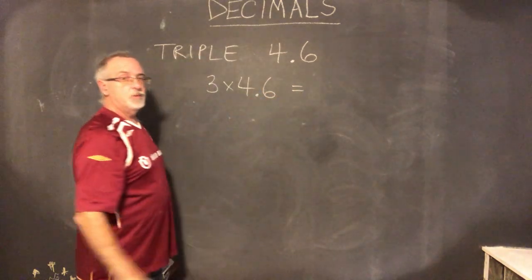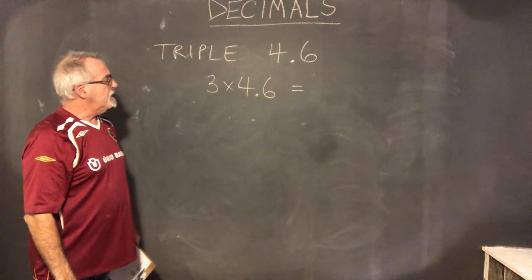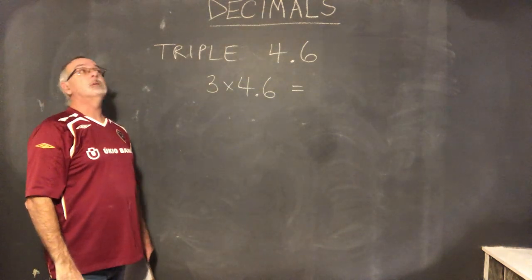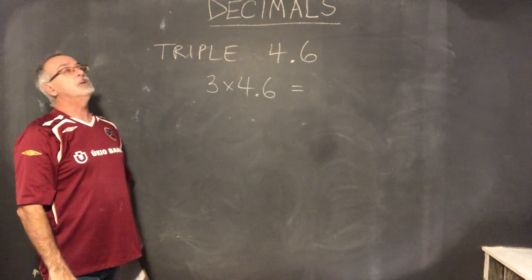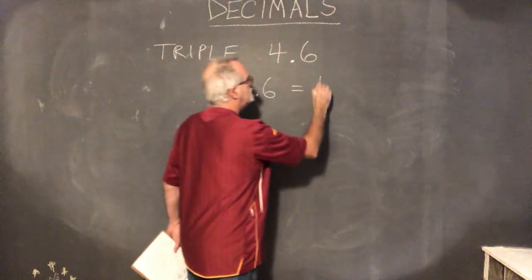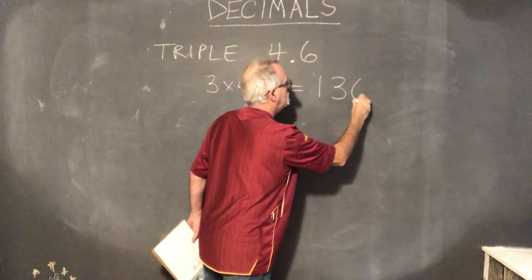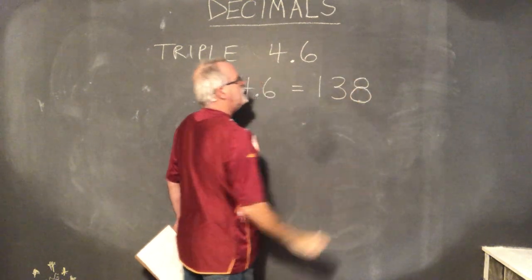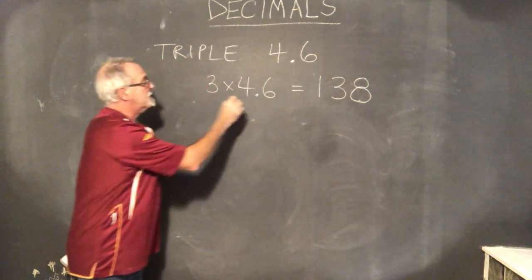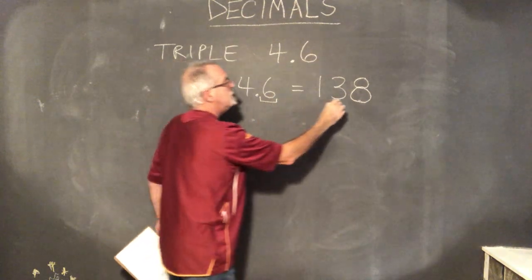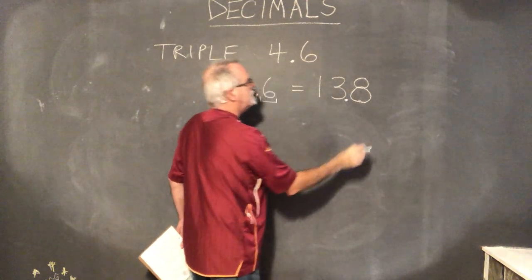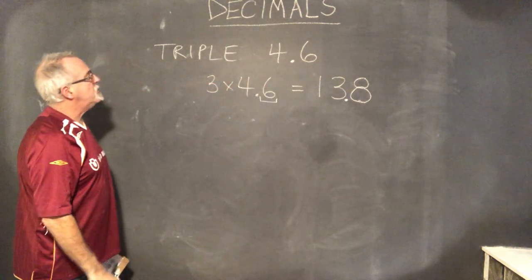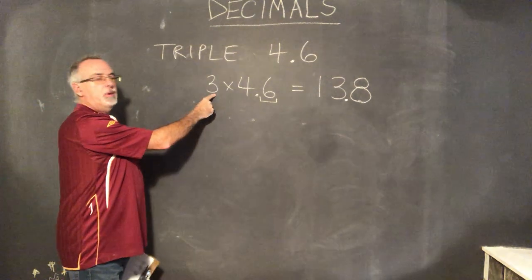You want to do 3 times 46 in your head? 3 times 40 is 120, and 3 times 6 is 18, and 120 plus 18 is 138. Oops, it's not an 8. There, now it's an 8. How many digits to the right of the decimal? Just 1, so I'm going to put a decimal here. 13.8 is my answer.